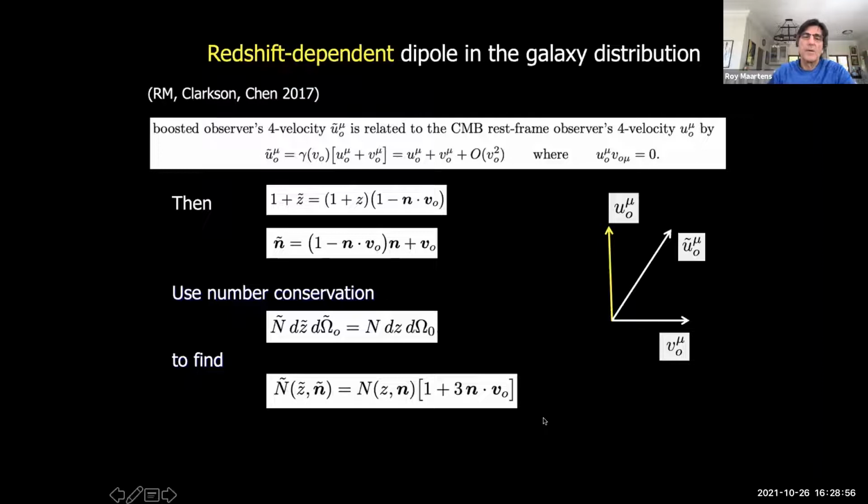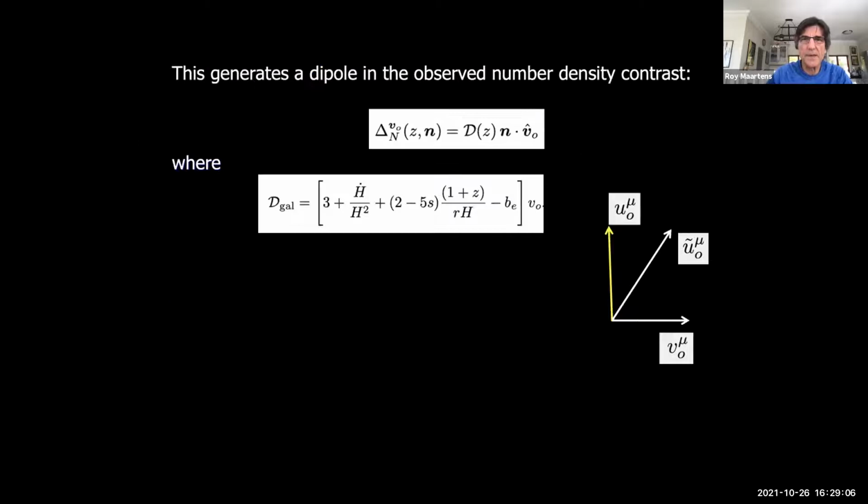But the relationship between the two z's means that that three there does not remain a three, it is modified. So the dipole that's generated in the number density contrast is a function of z times n dot v naught hat. Bharat, are you telling me that my time is up?